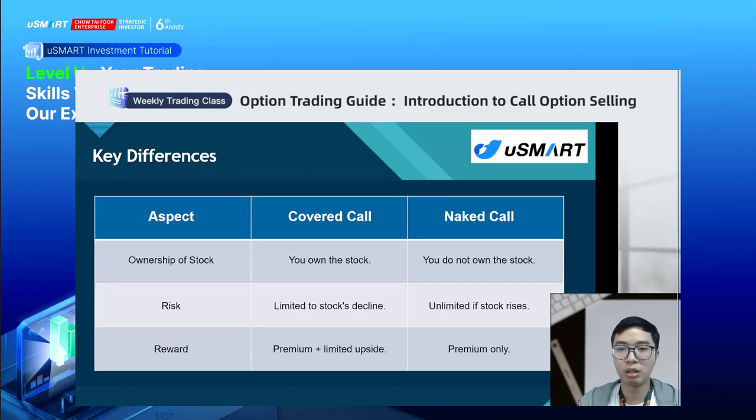So I had introduced what is a covered call and a naked call. Selling covered calls is actually much safer because you own the stock and you cover the stock. That's why it's called a covered call. A naked call is very dangerous: the risk is unlimited and you earn the premium only.